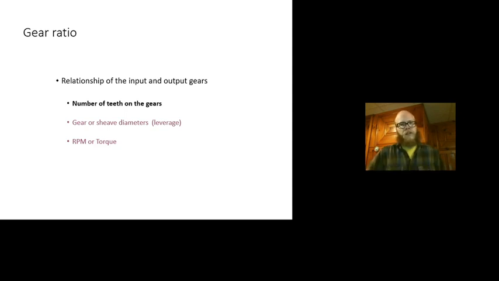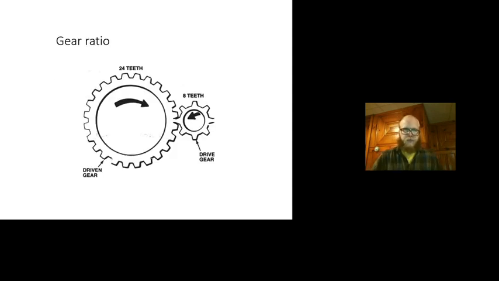So, relationship between the input and output gears, number of teeth on the gear, right? So oftentimes when measuring gear ratios, we just count the number of teeth on one gear and the number of teeth on the other, and then we do some math to figure out what that means as far as our gear ratio goes. So I have a drive gear and a driven gear. So this would be my input. This would be what's spinning, maybe connected to like my engine. And then I have my output, which is my driven gear.